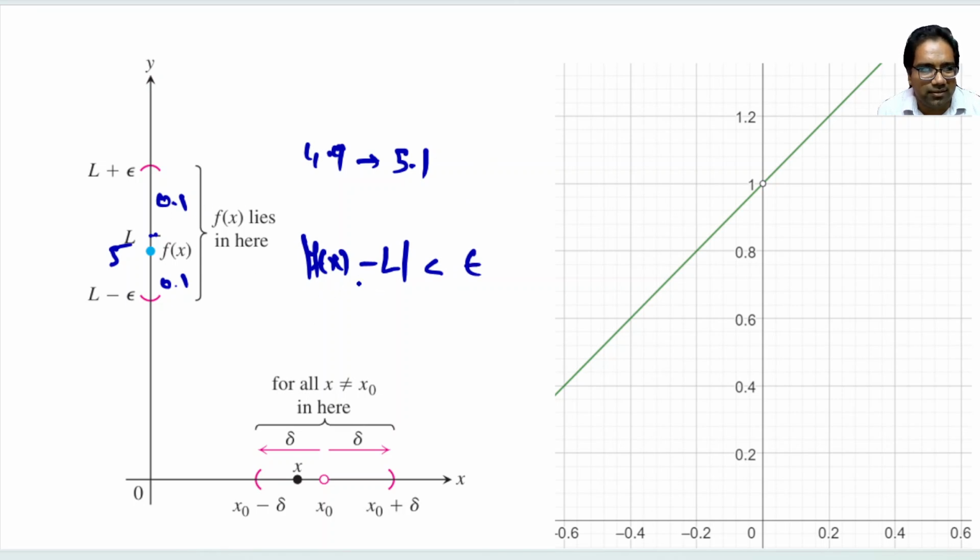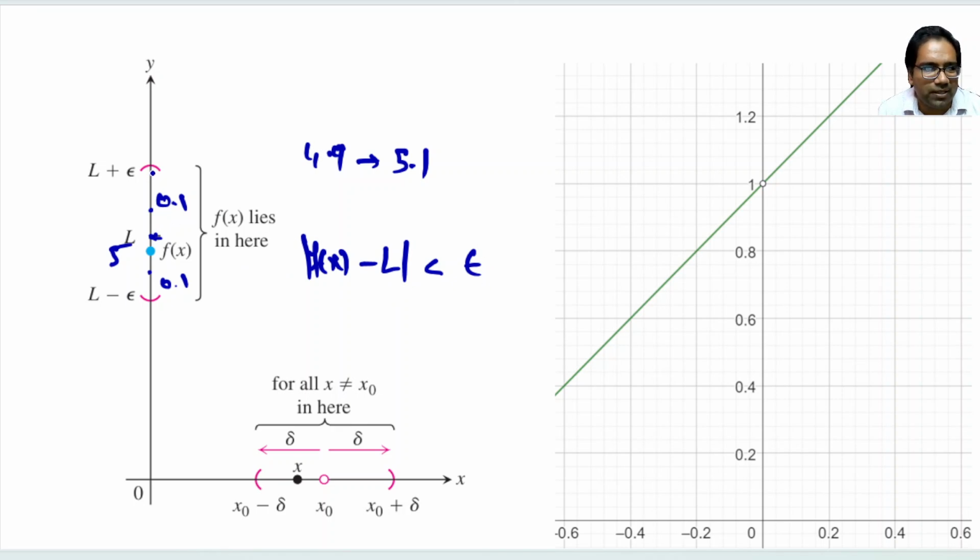f of x minus L. L is constant, L is fixed. Let's say we have defined L as 5. Now this is an absolute value. f of x can be greater than L, f of x can be lesser than L. So f of x can be here or can be here. Doesn't matter. But the absolute value of the difference should be less than epsilon.